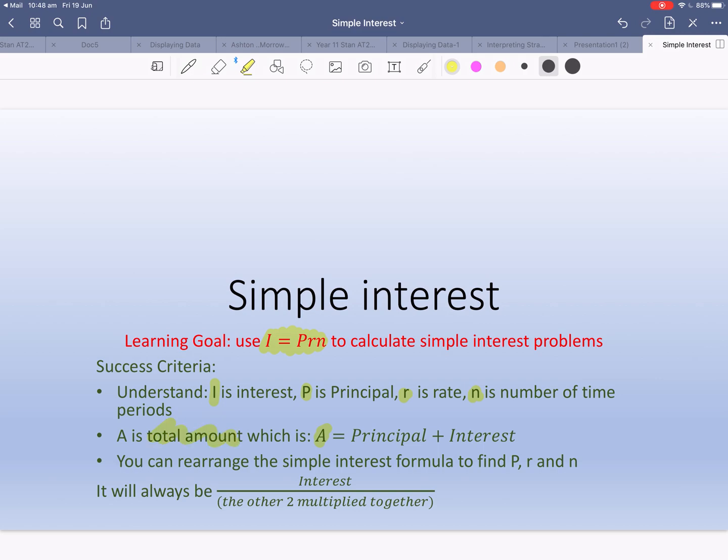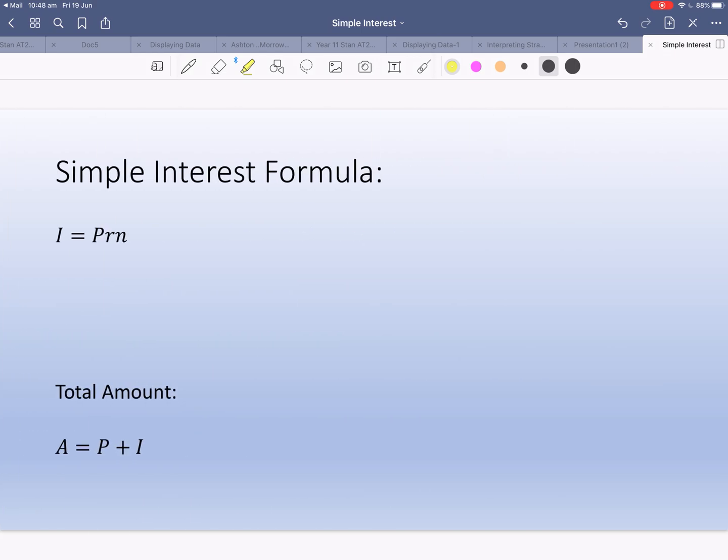And then we need to rearrange the simple interest formula. So we're going to do all that in this exercise. All right, let's break this up first. We need to find out what these pronumerals are.